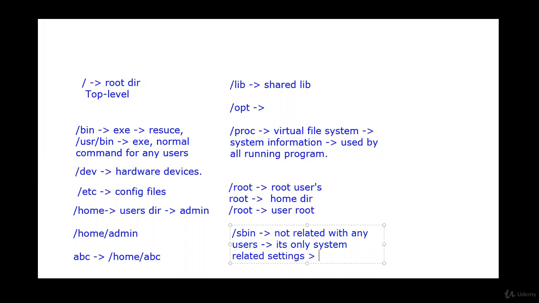For example, networking, like ifconfig. This is a networking command. All these commands which I'm typing here, iptables, fdisk, which is a disk management utility. All these commands are stored in /sbin. They're not related to any user, so that's the reason they are not stored in /usr/bin and /bin. They are stored in /sbin.